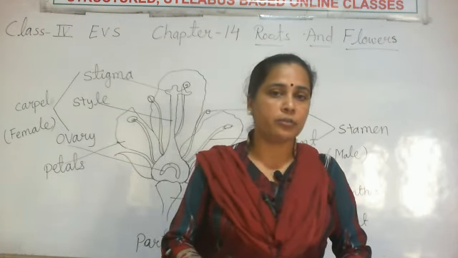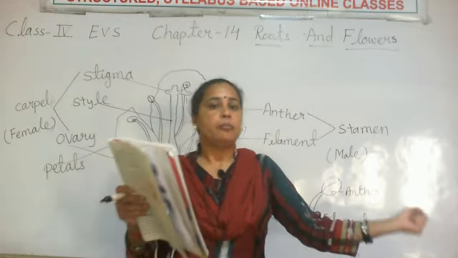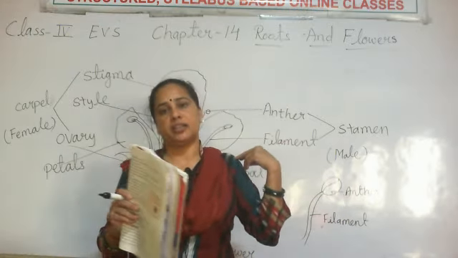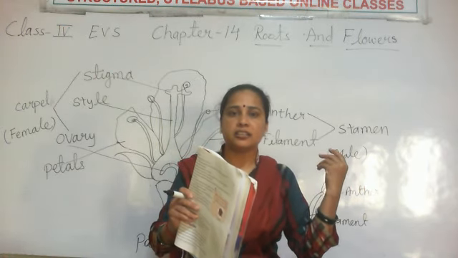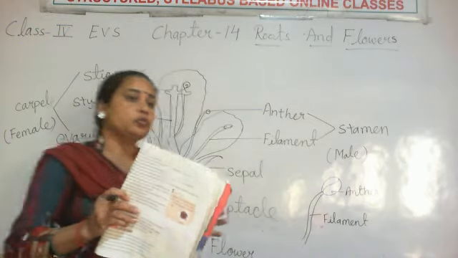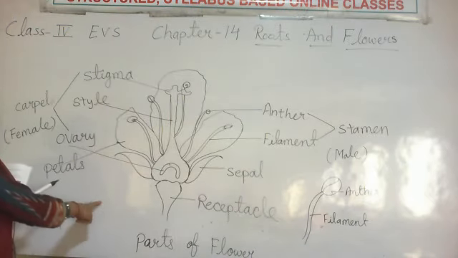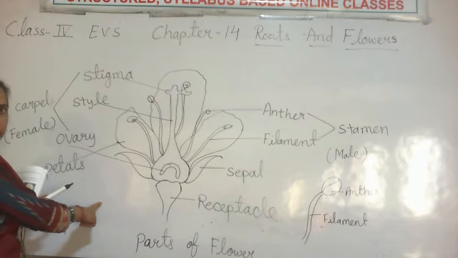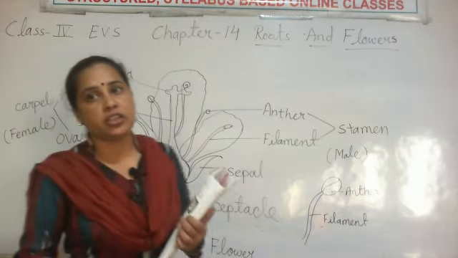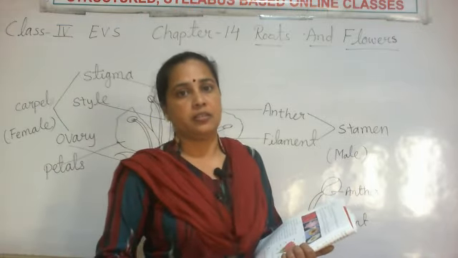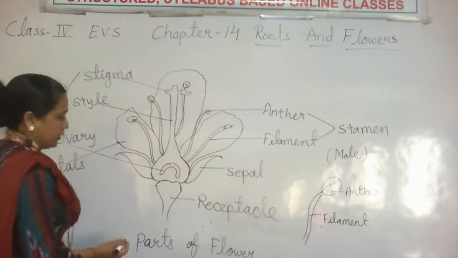Means we have one body, we are human beings. Our body is made up of different parts: hand, leg, ear, eyes. Same way, if you study the flower, the flower has so many parts. Clear? Those are the different parts and they function in different ways for the flower. Clear?